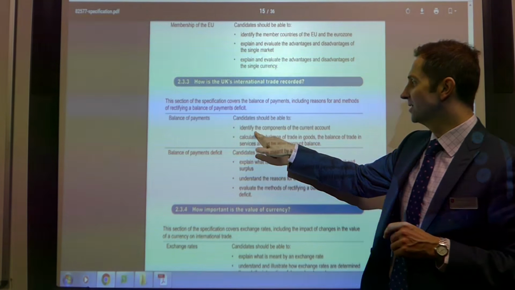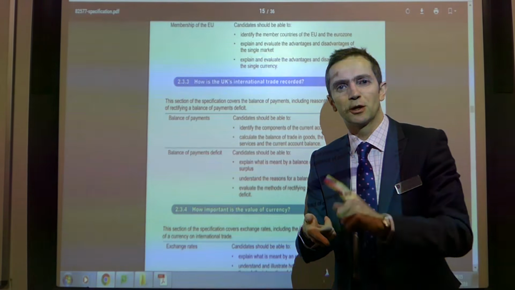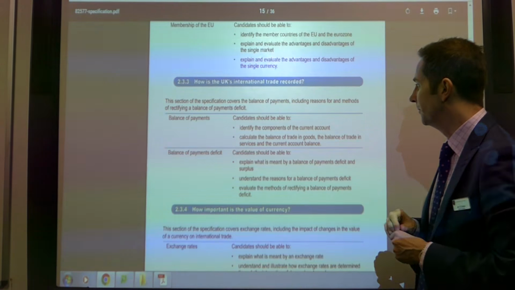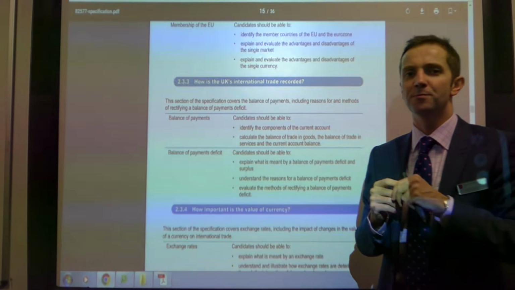So point 1, identify the components of the current account. Goods, services, investment income, current transfers. Boom, you're done. Calculate the balance of trade in goods, services and the current account balance.